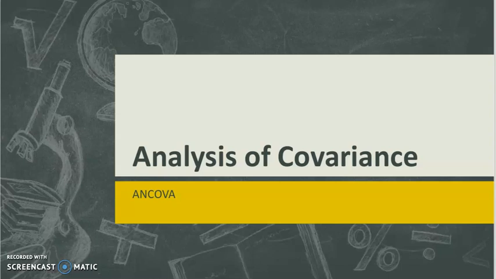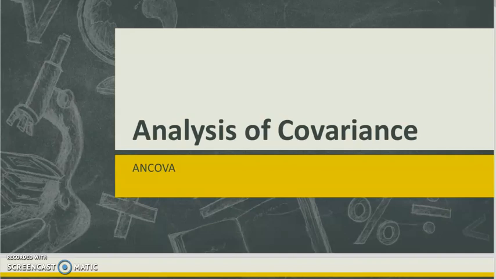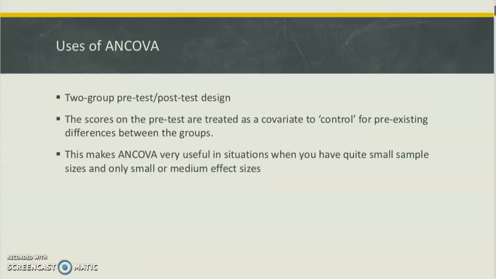So now I'm going to explain analysis of covariance, or the short name for analysis of covariance is ANCOVA. We use ANCOVA when we involve two groups, in a pre-test, post-test design, also known as a quasi-experimental research design, where you use a pre-test and post-test.